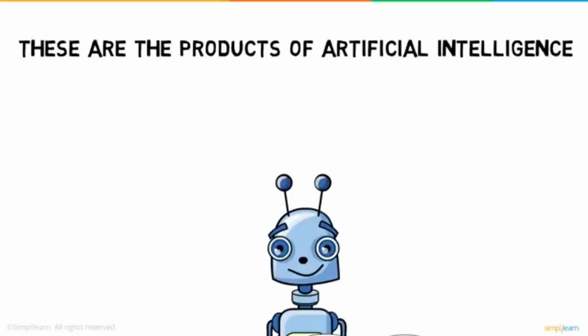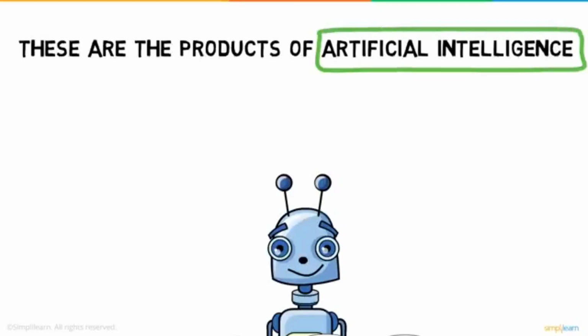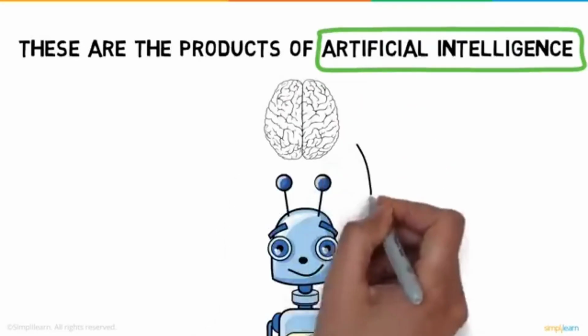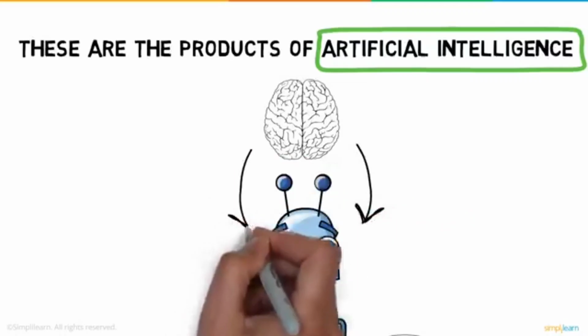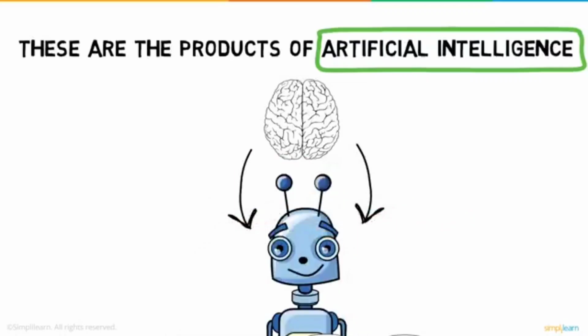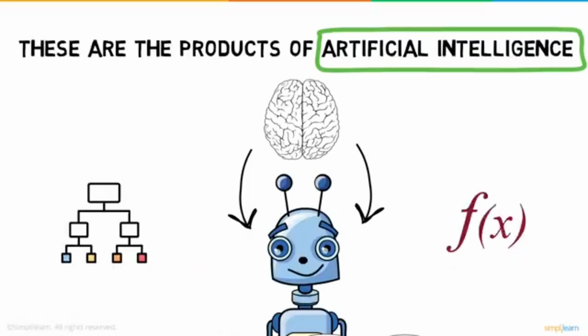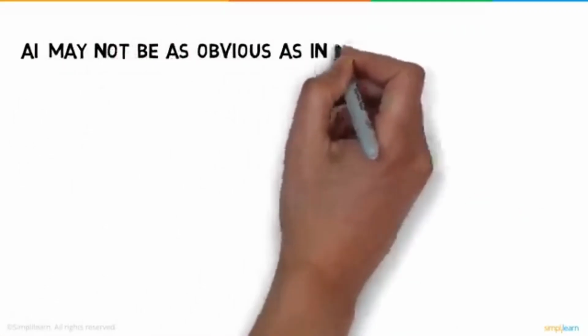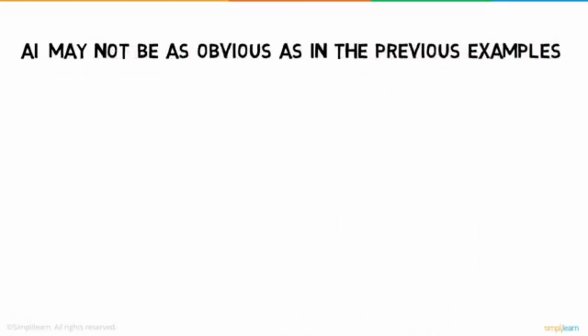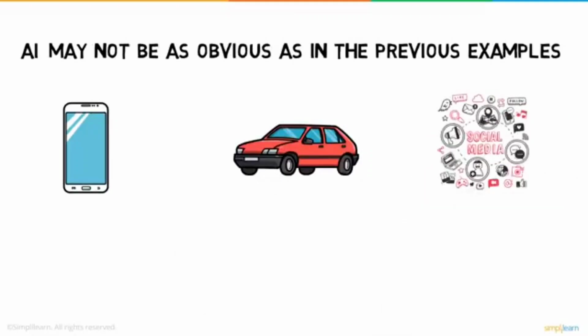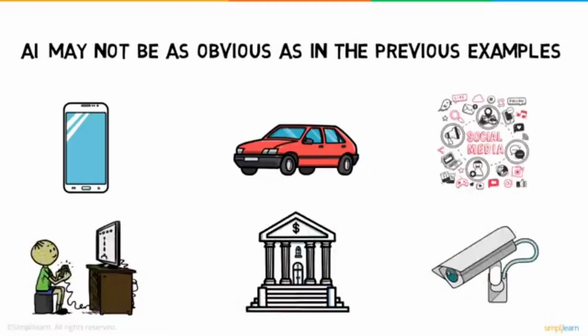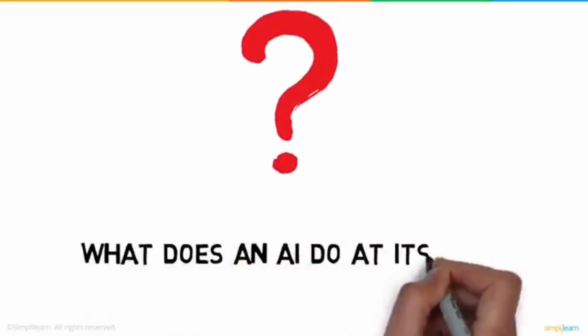But why use the term artificial intelligence? Well, these machines are artificially incorporated with human-like intelligence to perform tasks as we do. This intelligence is built using complex algorithms and mathematical functions. But AI may not be as obvious as in the previous examples. In fact, AI is used in smartphones, cars, social media feeds, video games, banking, surveillance, and many other aspects of our daily life. The real question is, what does an AI do at its core?